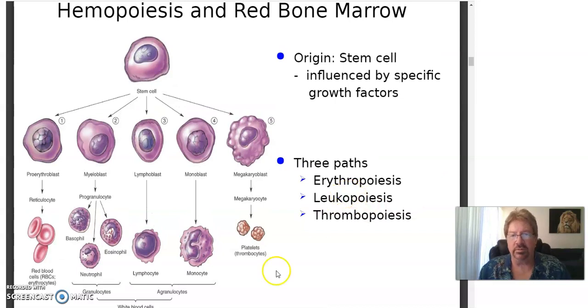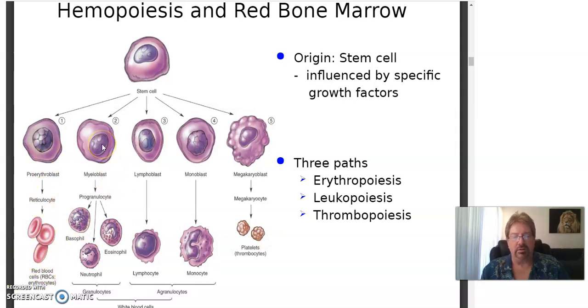Why do we say red bone marrow? Because there's also a yellow bone marrow, which is fatty and inert. The origin is a stem cell influenced by specific growth factors. So a hemopoietic stem cell gives rise to these 5, which give rise to the different sorts of cells we have. So the proerythroblast makes red blood cells.